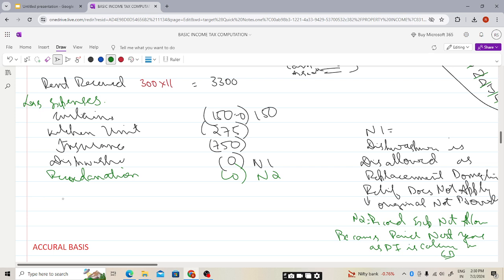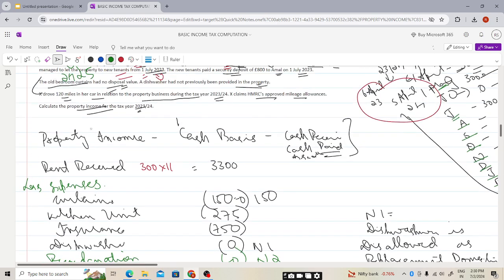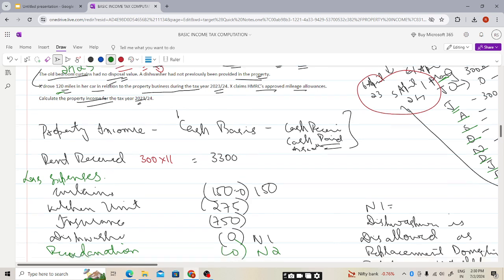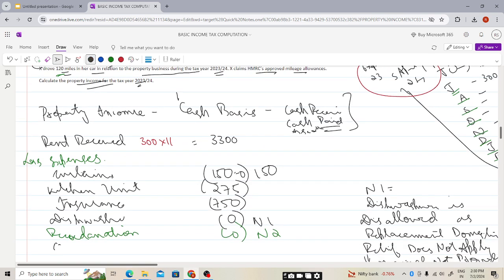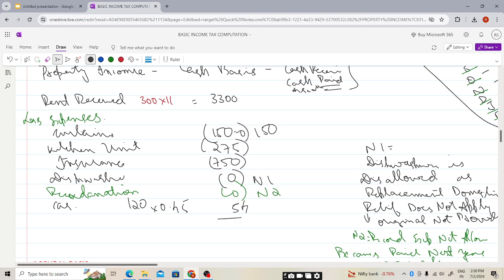Then further, what other do we have? We have car also. The car was used for car expenses, 120 miles, and they are following the approved mileage allowance at 0.45. This will give rise to 54. So your property income for the tax year 23-24 will be 2341.